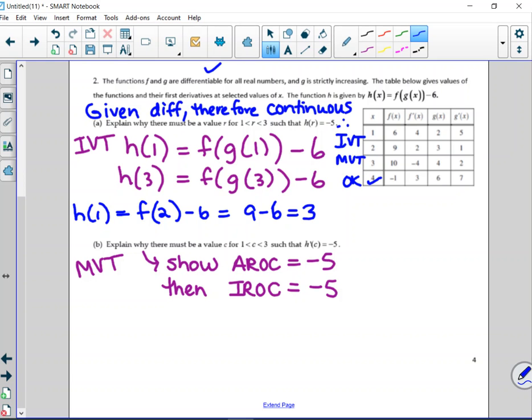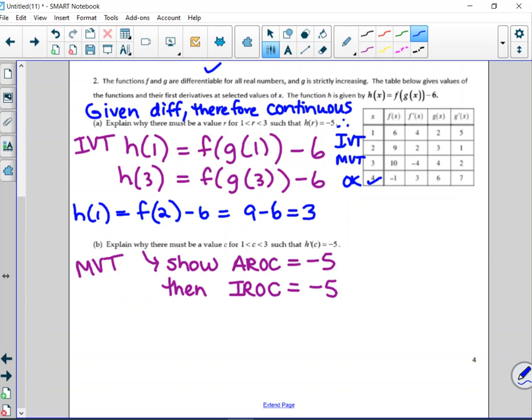This is what they do a lot of the time. They'll say, hey, it's differentiable. If you get differentiable, you get continuous with it. Buy one, get one free. So you get all the theorems: mean value theorem and intermediate value theorem. Remember, Rolle's is a special case of mean value theorem.